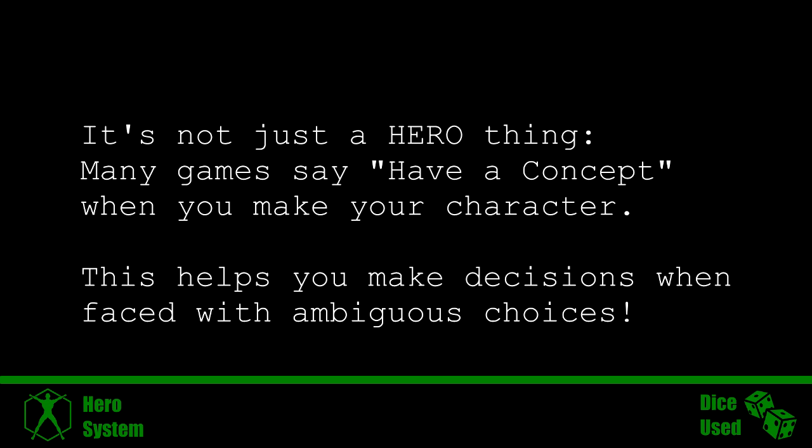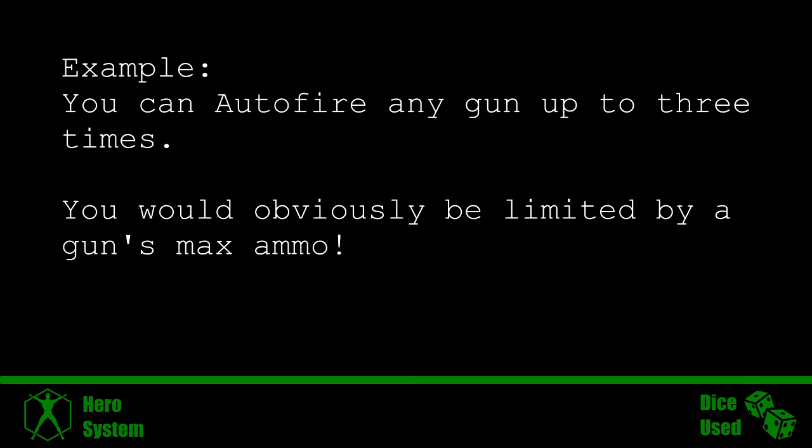In the case of Hero, it allows you to figure out how to handle ambiguities. For example, if you have a character that can auto-fire with any weapon up to 3 times, they should only be able to use 2 shots with a double-barrel shotgun. Unless they're Mo Sizlak, of course.